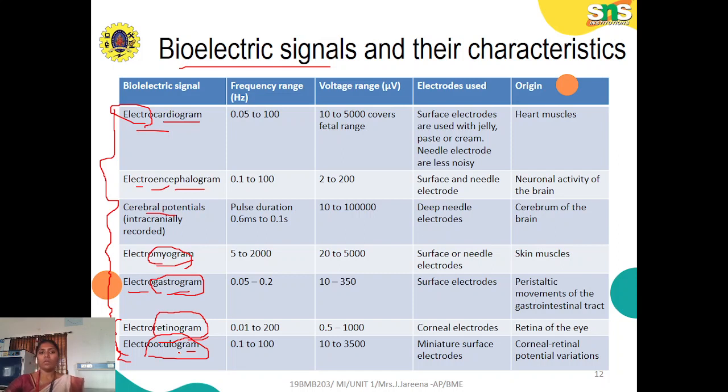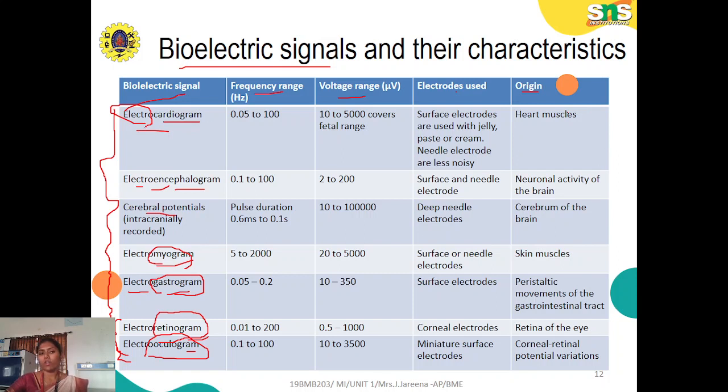So here I have given a comparison of each biological signal based device, that is ECG, EEG, EMG, and its representative frequency range, that is the standard frequency range and the voltage range, and what type of electrodes we use to record these biological signals. I have listed them here, and also the origin, that is the source where you get these biological signals, in the last column.